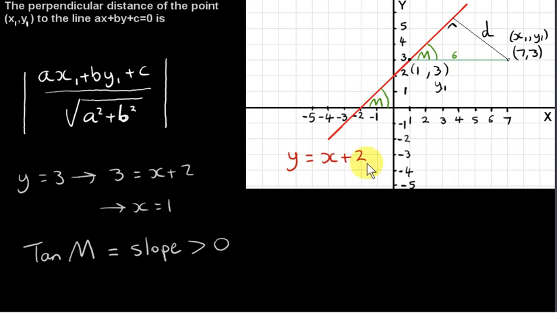So we can get the slope from the equation of the line. If we have the slope, then we have this angle M, and we have enough information to solve this triangle and find d. Well, we just have to get our line in the form y equals mx plus c, and we can just read off the slope. We can see that the coefficient of x is 1, so the slope of this line is 1.